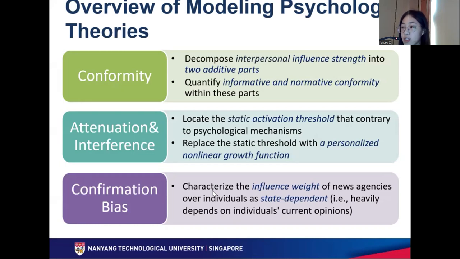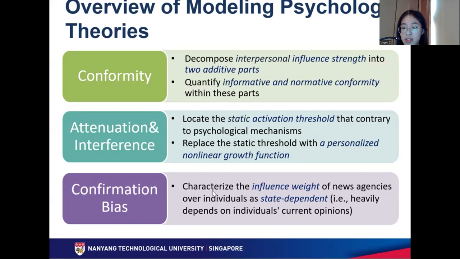And for the second and third theories, attention attenuation theory and interference theory, they also first focus on the existing diffusion model, and they find there's a part of the model that is contrary to the psychological mechanisms. So they change this part, the static activation threshold, into one that is more consistent with the psychological theories. They replace the threshold with a personalized nonlinear growth function.